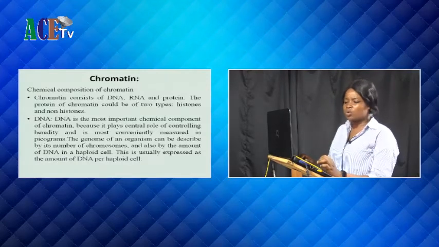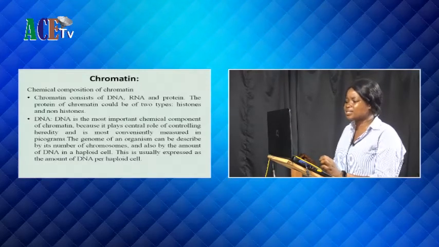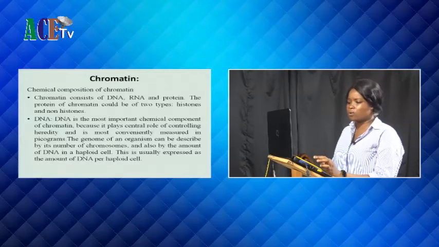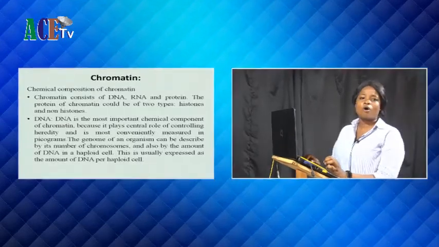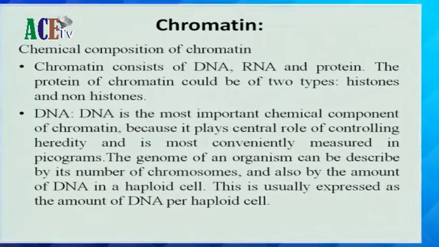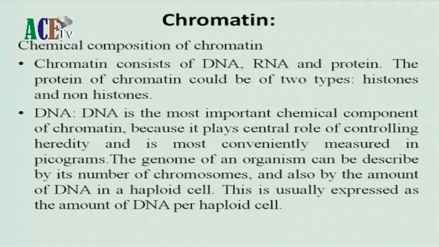Now let's look at DNA. It is an important chemical constituent of chromatin because it plays a central role in controlling heredity, and it is the major genetic material. The genome of an organism can be described by the number of chromosomes it contains or by the amount of DNA in the haploid cells. Don't forget, I explained what I mean by haploid and diploid to all.